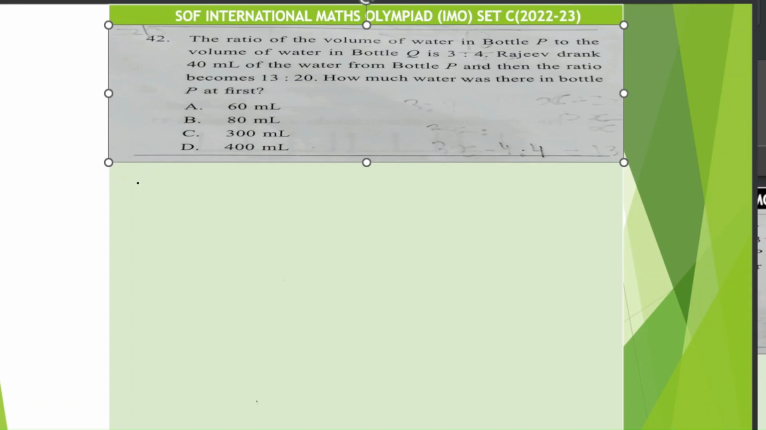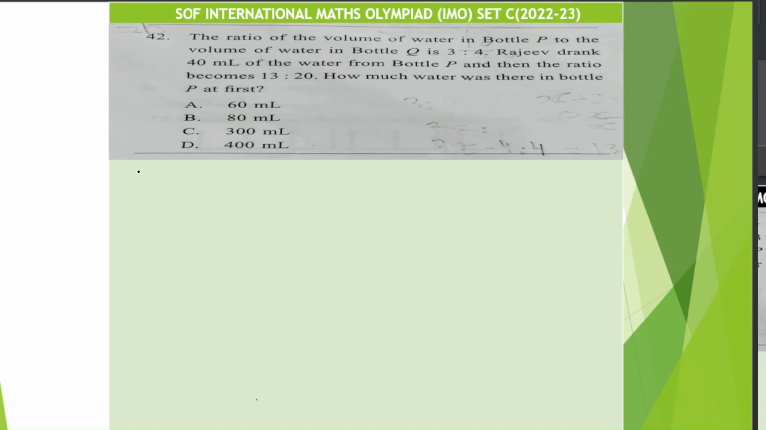First we'll write the initial ratio. Let the water in bottle P be P and in bottle Q be Q. Initially, the ratio P is to Q was 3:4. After Rajiv drank 40 ml, P minus 40 water is left in that bottle and bottle Q is as it is. The new ratio becomes 13:20.